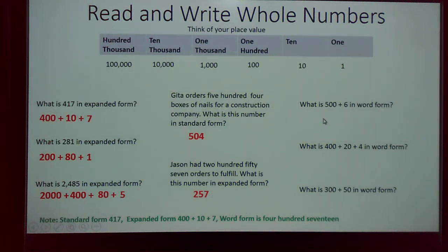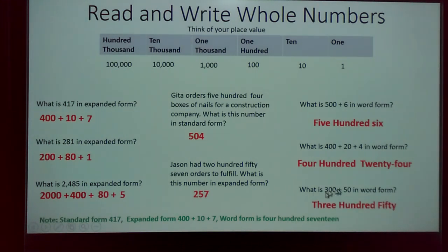What is 500 plus 6 in word form? Well, we know that is 500, and we know that is 6. So 506. Now, what is 400 plus 20 plus 4 in word form? I'll give you a few seconds. You should come up with 424. And then finally, what is 300 plus 50 in word form? 350. And there we go, guys. That is how you can read and write whole numbers. Okay, now let's go on.